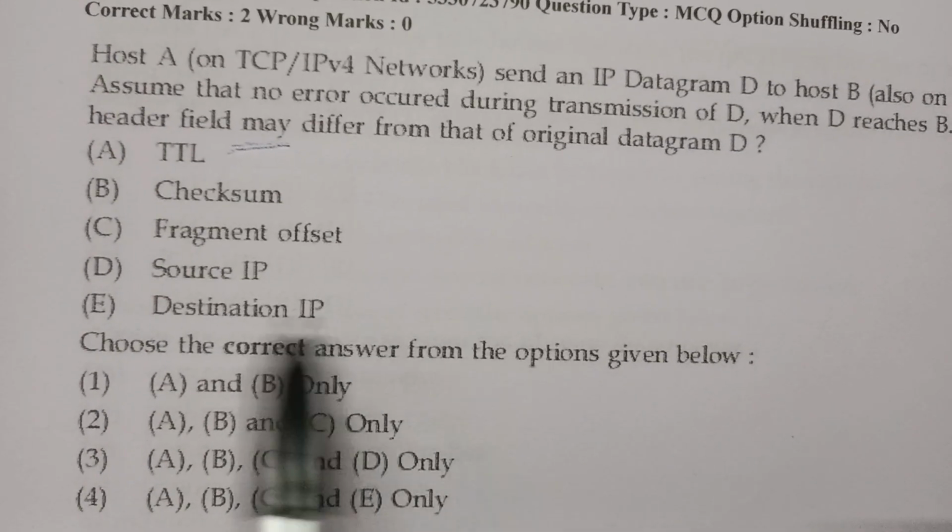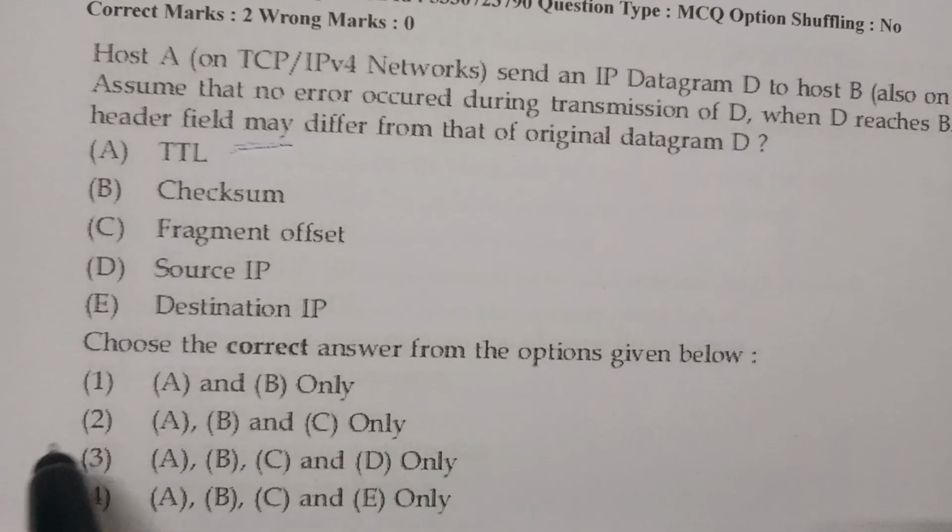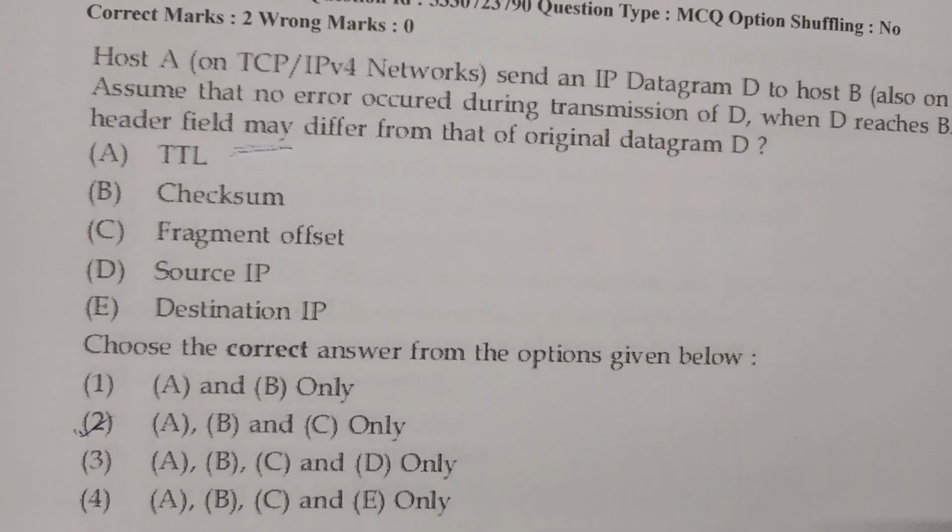Hence the answer is A, B and C, which is option number 2. So this is the correct answer. Source IP and destination IP address will not change. So only TTL, checksum and fragmentation offset will change.